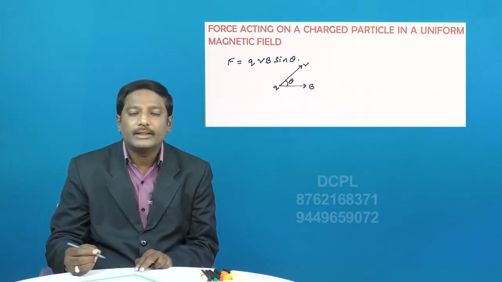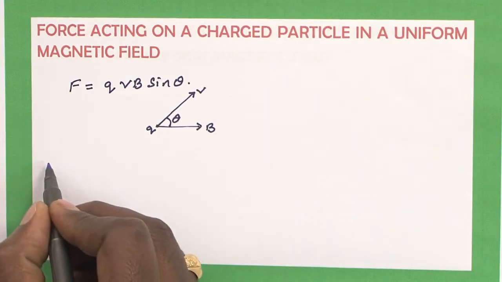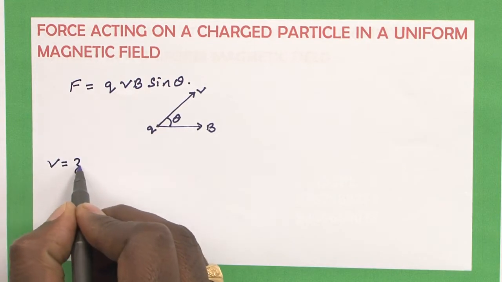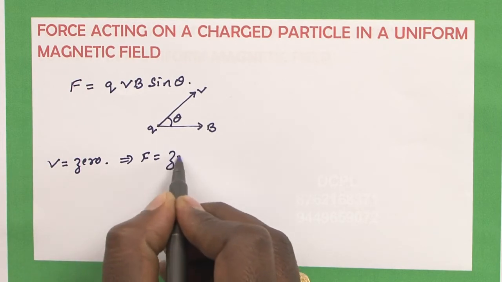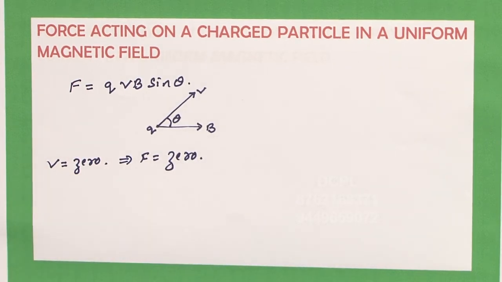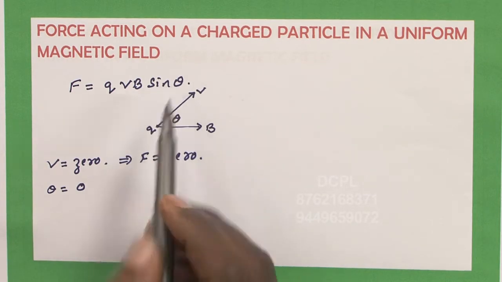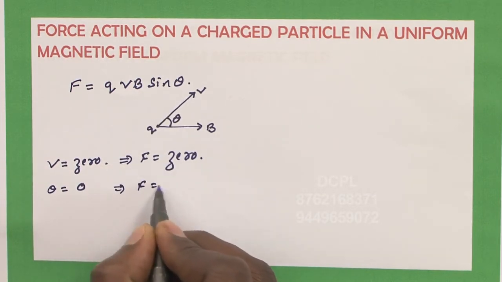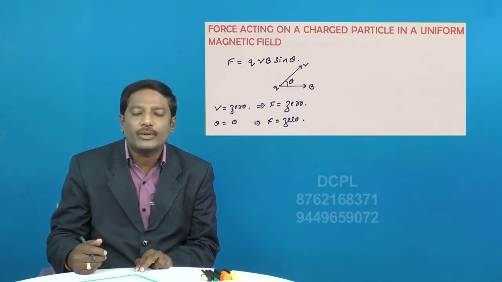When the charged particle is not moving in a uniform magnetic field, suppose it is at rest, then the velocity of the particle is 0, therefore the force acting on the charged particle is 0. Then, if the charged particle is moving in the direction of the magnetic field, that is theta equals 0, then also the force is going to be 0 because sin 0 is 0. The force experienced is zero when the charged particle is moving in the direction of the uniform magnetic field.